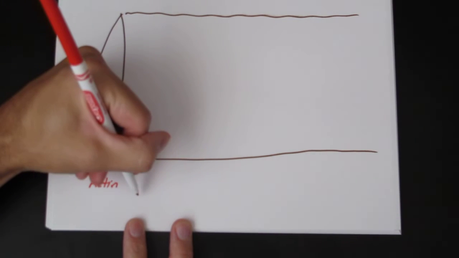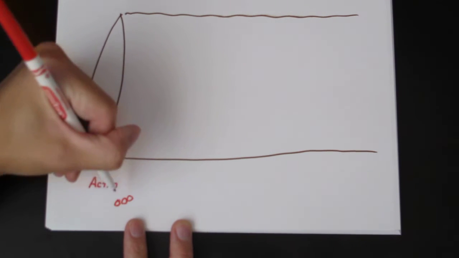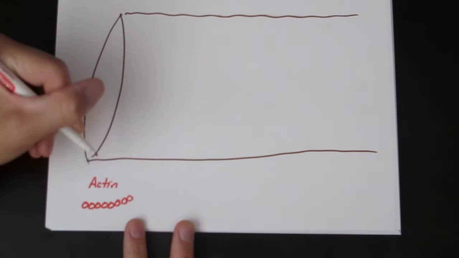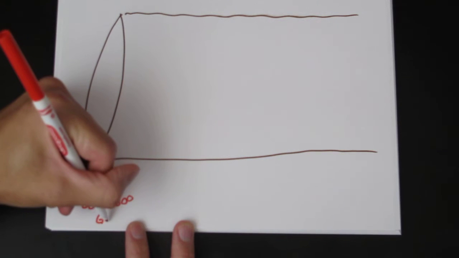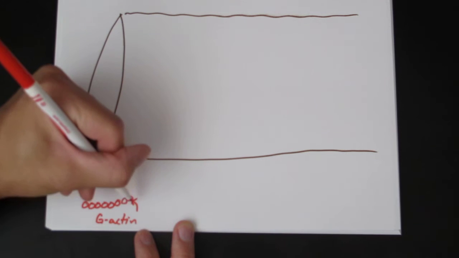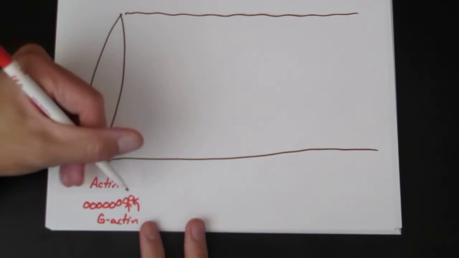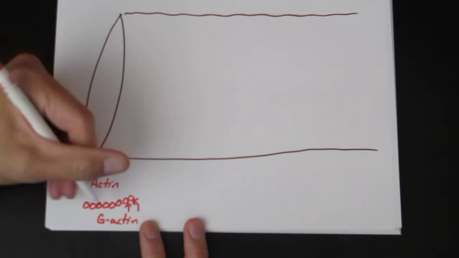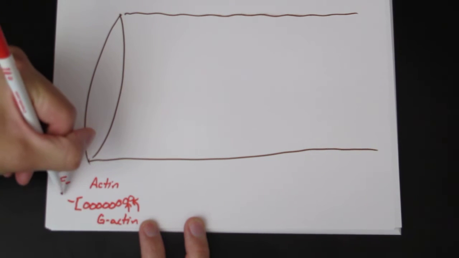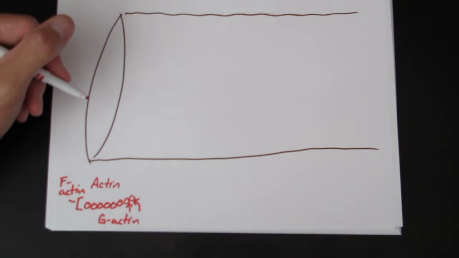Okay, this has individual protein subunits that come together like this. These protein subunits are called G-actin. Each one of these individual proteins is a molecule of what we call G-actin. And when they come together like this, the entire thing is called F-actin. Okay, not factin, but F-actin.